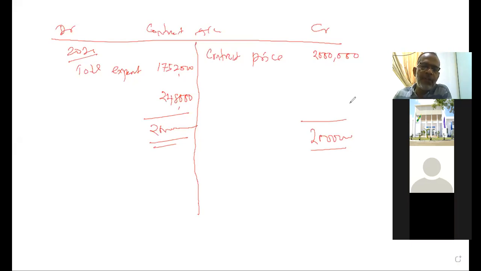Right. Therefore, 248,000. What profit? Apparent profit or actual profit? Actual profit. There is no apparent profit. This would be transferred to the income statement. There is no apparent profit because the entire contract is completed. No contract to be done. Contract finished. Therefore, no need to do that. Is it okay? Is there any query on that?